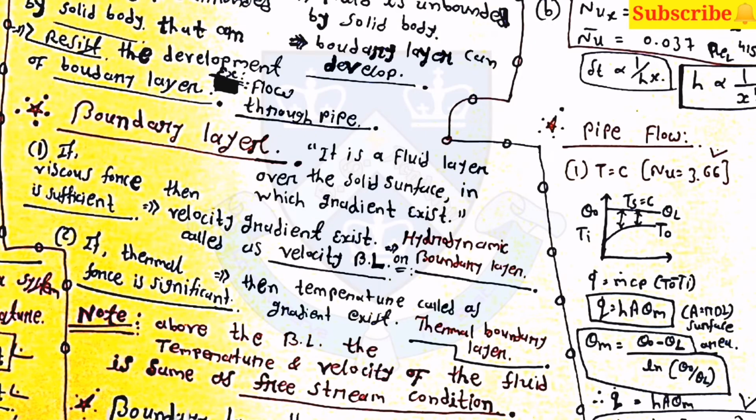Then after that, the boundary layer concept: it is a fluid layer over the solid surface in which the gradient exists. If the viscous force is sufficient, then a velocity gradient exists, which is called the velocity boundary layer, also known as the hydrodynamic boundary layer. Then if the thermal force is significant, then a temperature gradient exists, and it is known as the thermal boundary layer. Here note that above the boundary layer, the temperature and velocity of the fluid are the same as the free stream condition.